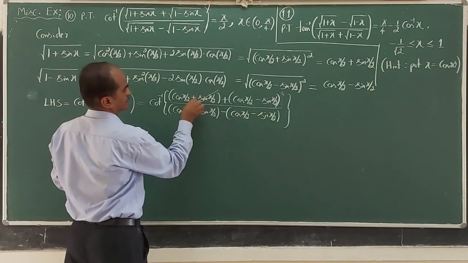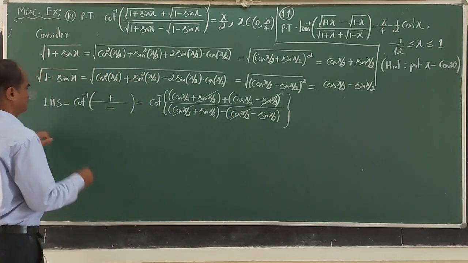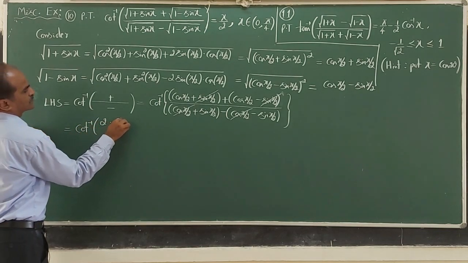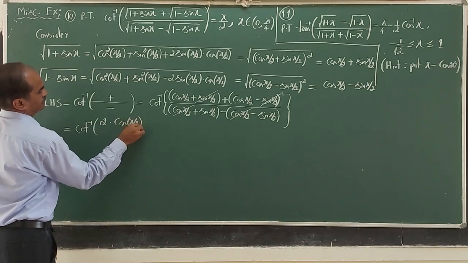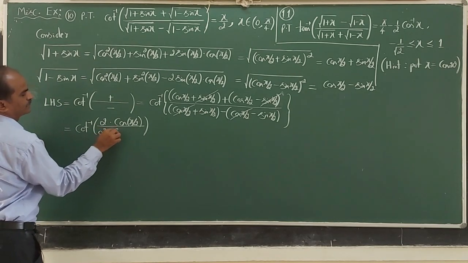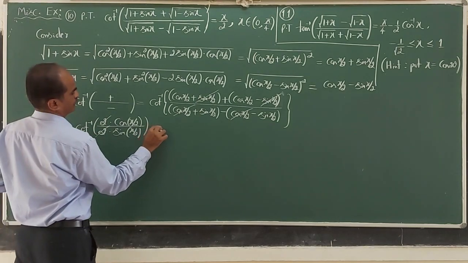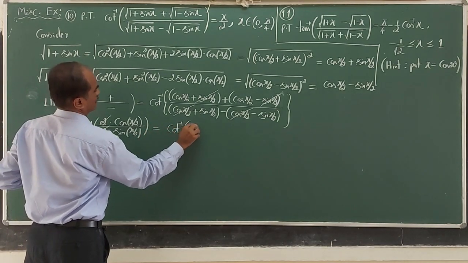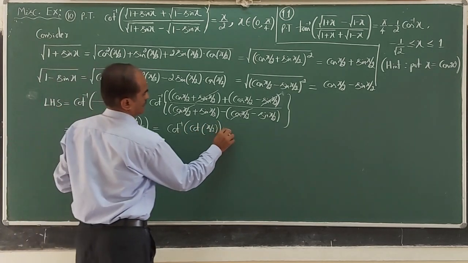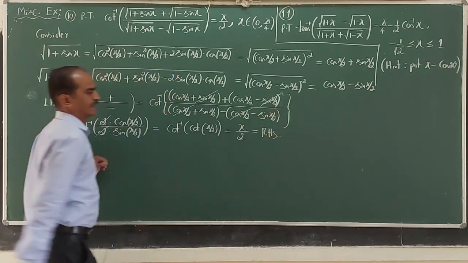Now if you observe, sin x by 2 cancels in the numerator. In the denominator, cos x by 2 cancels. I am left with cot inverse of 2 times cos x by 2, in the denominator, sin x by 2 plus sin x by 2, 2 times sin x by 2. 2 gets cancelled. Cot inverse of cot x by 2. That is equal to x by 2. Hence the result.